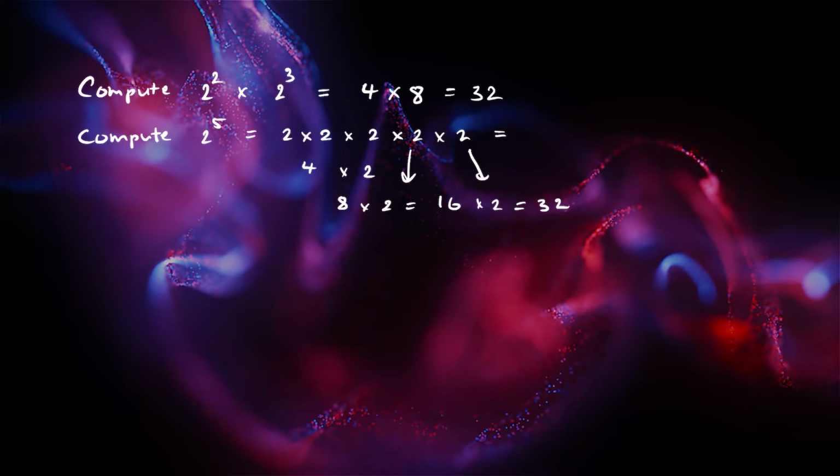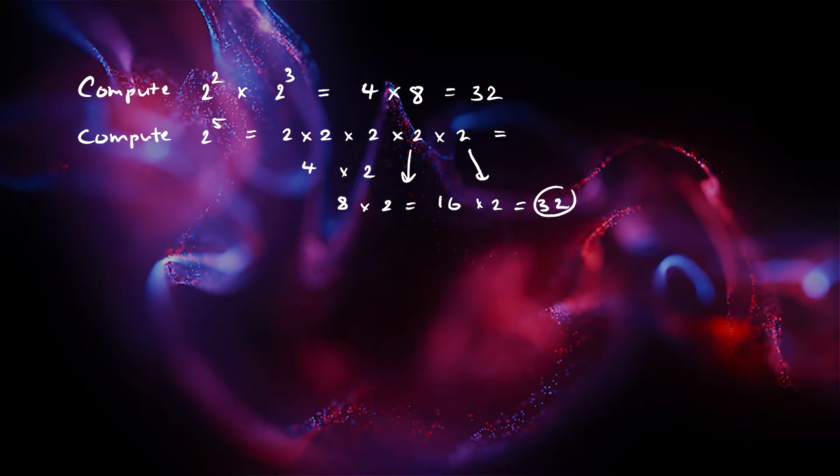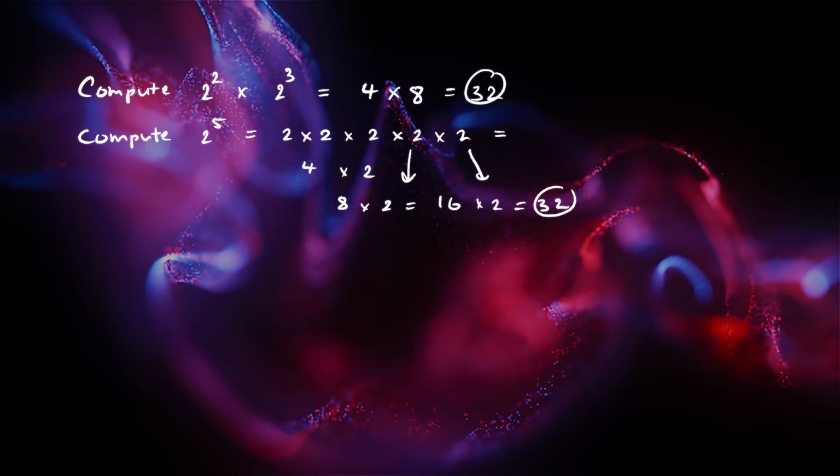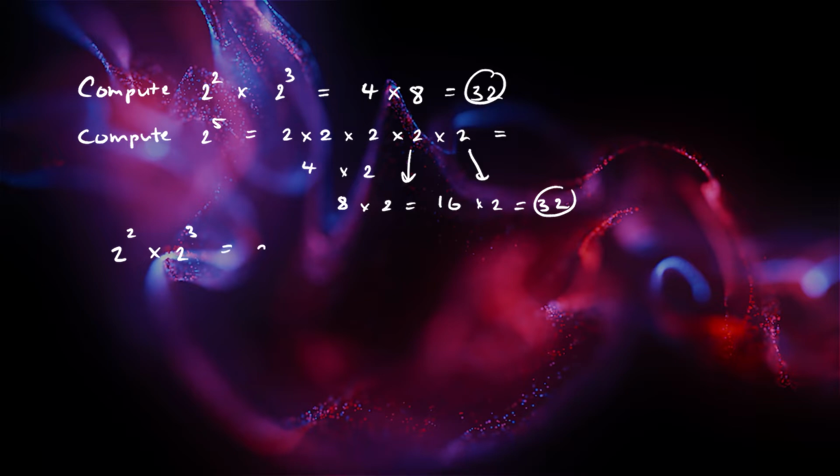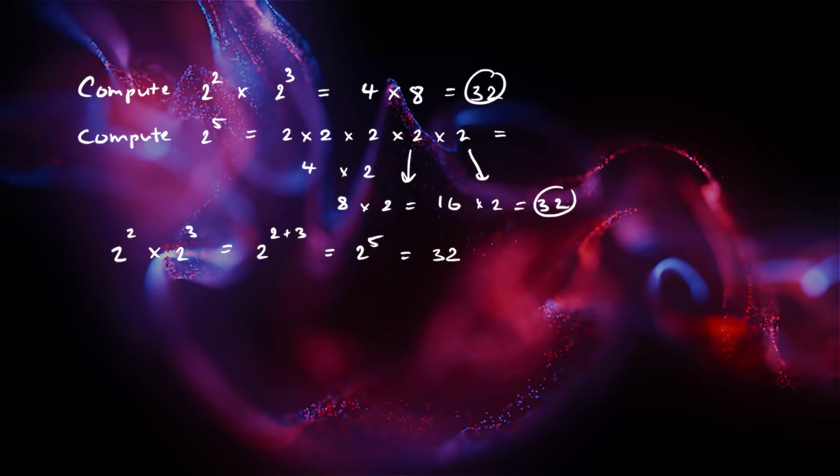Okay, so as you can see, 2 to the power of 5 is 32, and 2 to the power of 2 multiplied by 2 to the power of 3 is also 32. Is there some kind of relation or connection here? Well, there is. 2 to the power of 2 multiplied by 2 to the power of 3, if we added those powers, 2 and 3 together, we would get 2 to the power of 5, which is equal to 32.